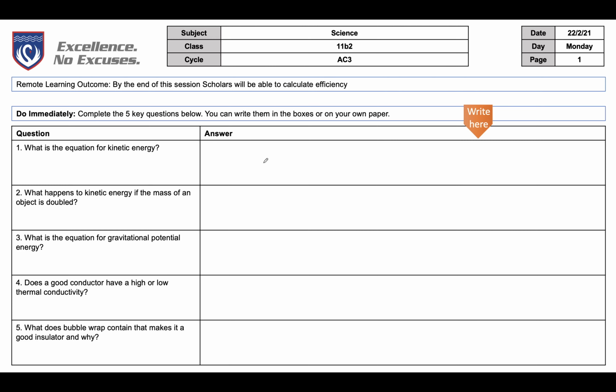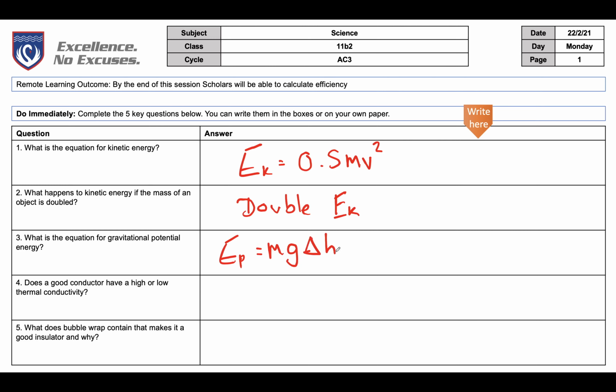Okay, so hopefully we got the following. The equation for kinetic energy is EK equals a half mv squared, mass times velocity squared. If you double the mass of the object and you keep velocity constant, then you're going to double the kinetic energy, because it's just a straight multiplication. If you increase that by a factor of 2, this increases by a factor of 2. So you double kinetic energy. The equation for gravitational potential energy is EP, potential energy, equals mass times gravity times change in height.